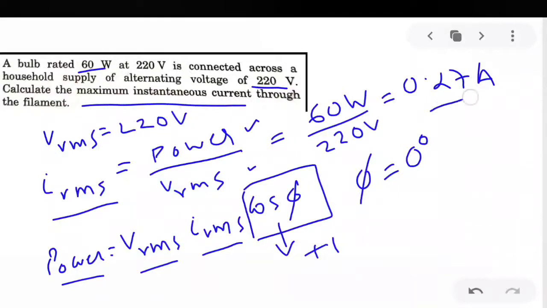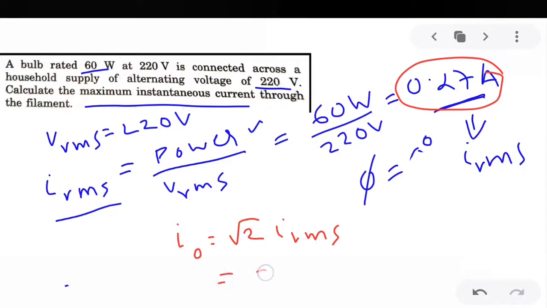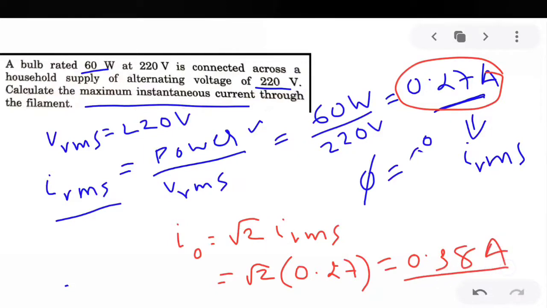Now it is asked maximum instantaneous current. This quantity is IRMS. We have to find I naught. So how to find the value of I naught? I naught is equal to root 2 times IRMS. IRMS is 0.27 ampere. So root 2 into 0.27 is 0.38 ampere. So this is the maximum instantaneous current.